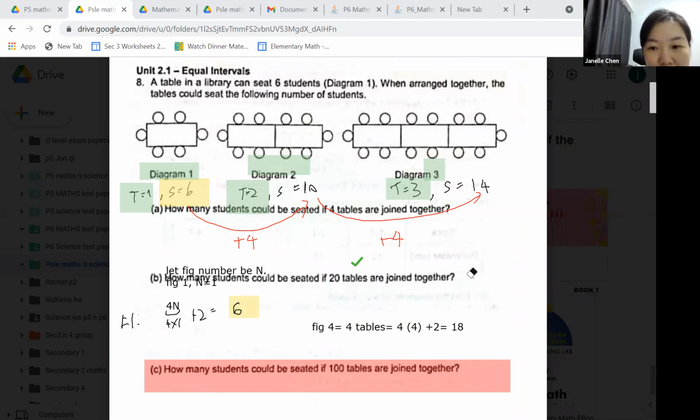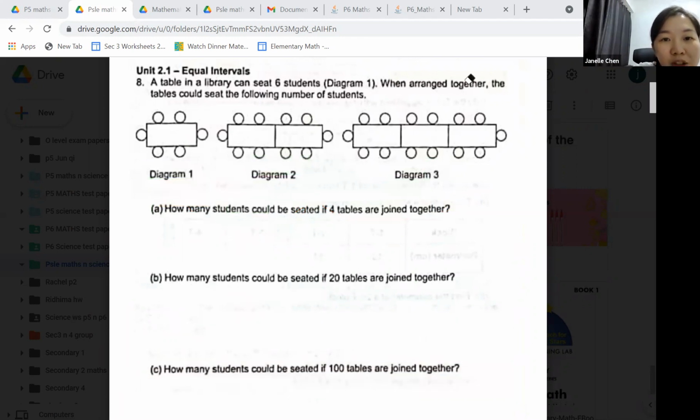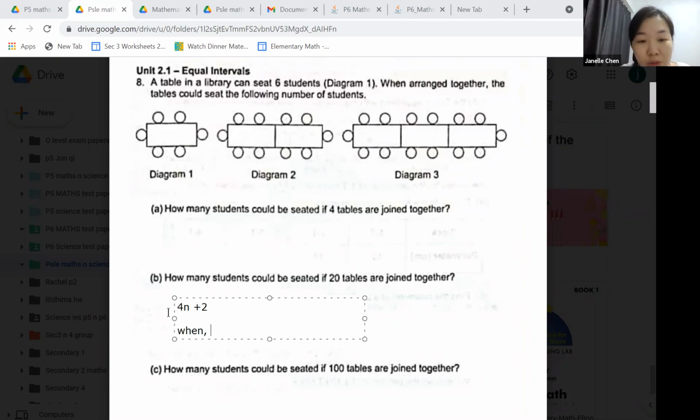If you look at B, what we actually have here is how many students could be seated if there are 20 tables joined together. Remember my n term just now was 4n plus 2. So if I have this, isn't it much easier? Because if there are 20 tables, it means diagram 20, meaning that if they are listing, they have to list 20 sets of different numbers, which is going to be very long. Some students even have to draw it. So I do not recommend that. It's better to learn the n term. Hope this video will help you all learn.